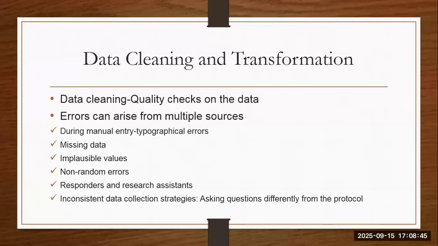So with regards to data cleaning and transformation, of course, you have got your primary data. You need to do what they call a quality check, to check the integrity of the data, and then clean errors. And errors can arise from multiple sources. It can be during manual entry of your data into your SPSS or any of your data analytic software. It could also be missing data. It could be implausible values. For instance, you have a BMI of 500. You know that it's almost impossible for someone to have a BMI of 500. So these are implausible values.